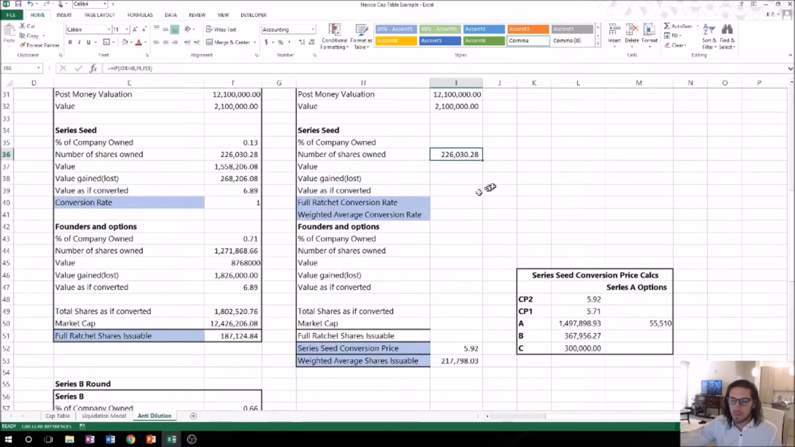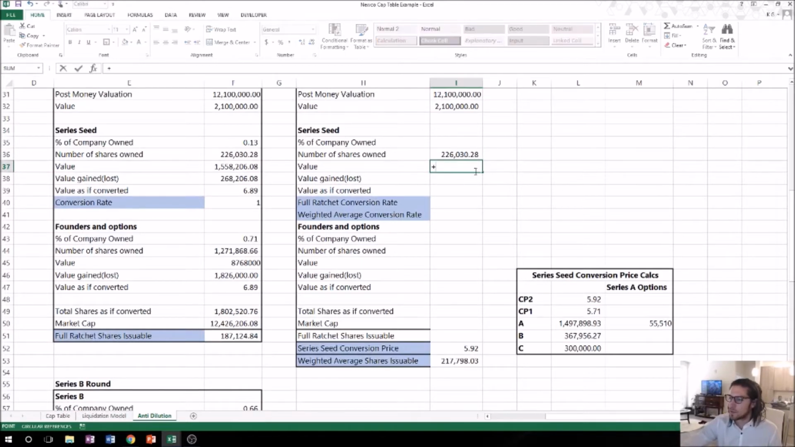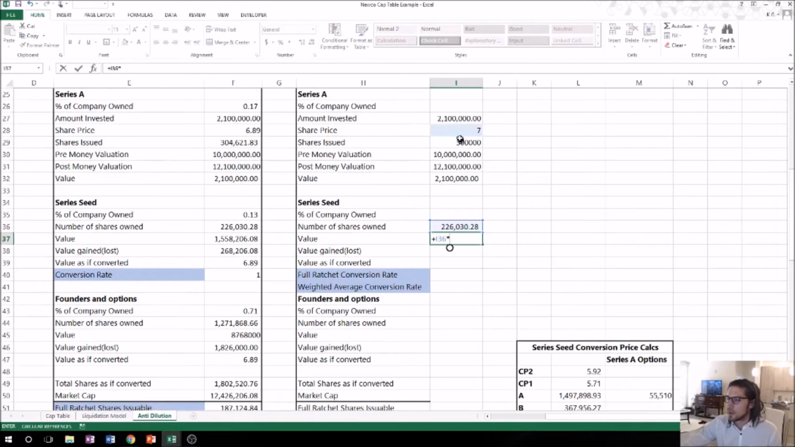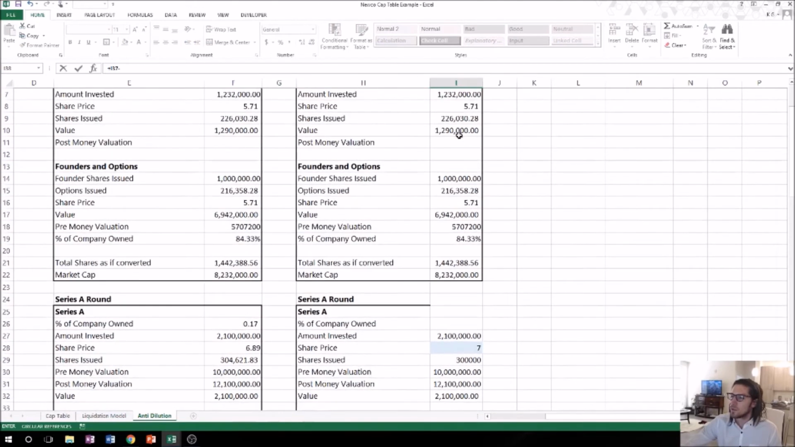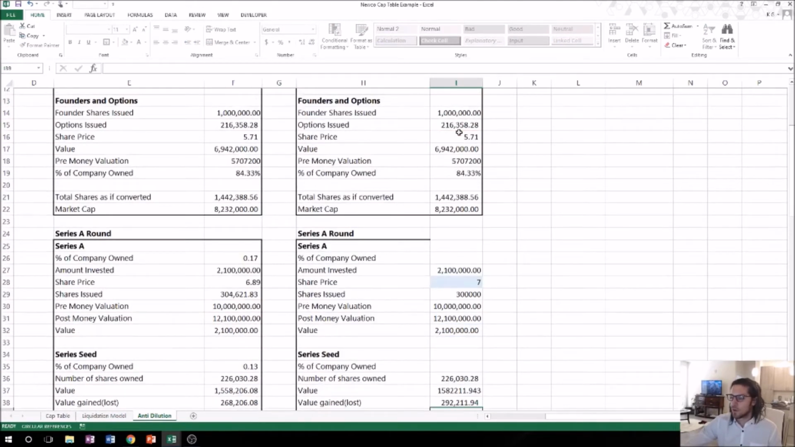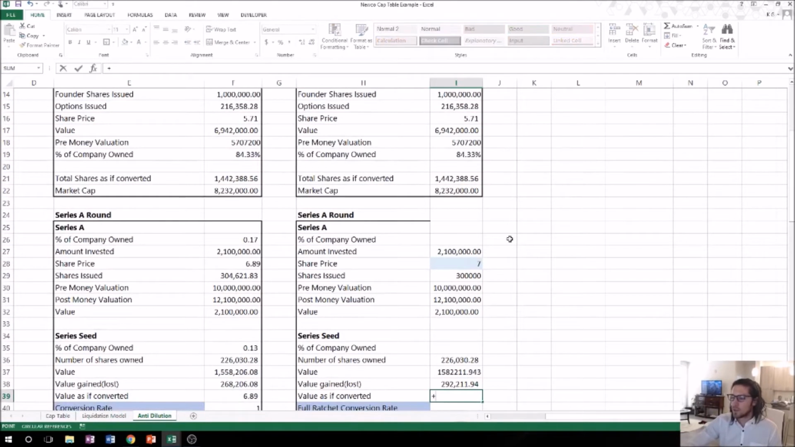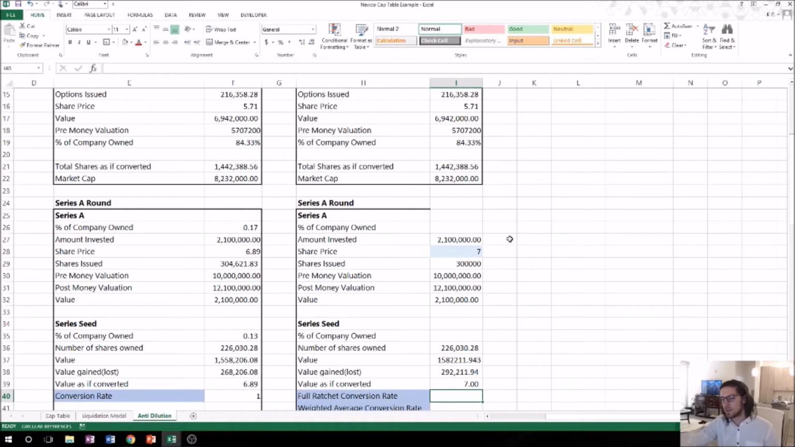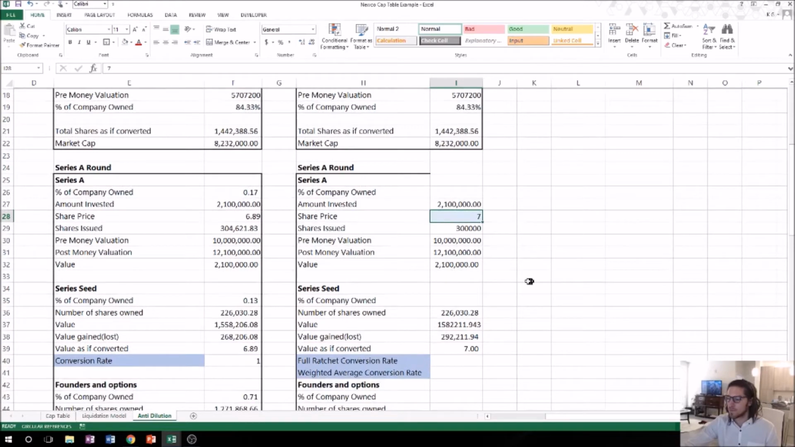Then we'll do value like we've done before. So that's number of shares owned times the share price. We'll do value gained loss just like we've done before, so we subtract this 1.29 million from it. Then we do value as if converted, do that the same way. And that's 7, which is exactly what our share price is right here.